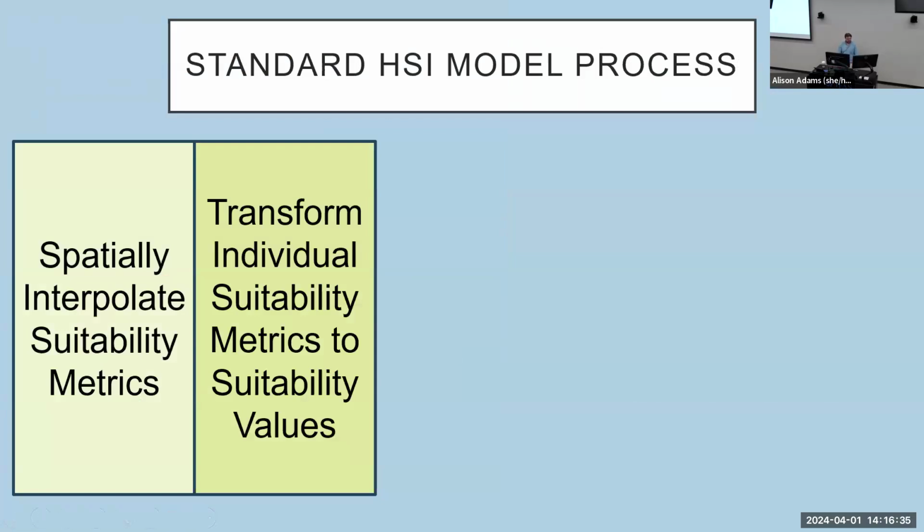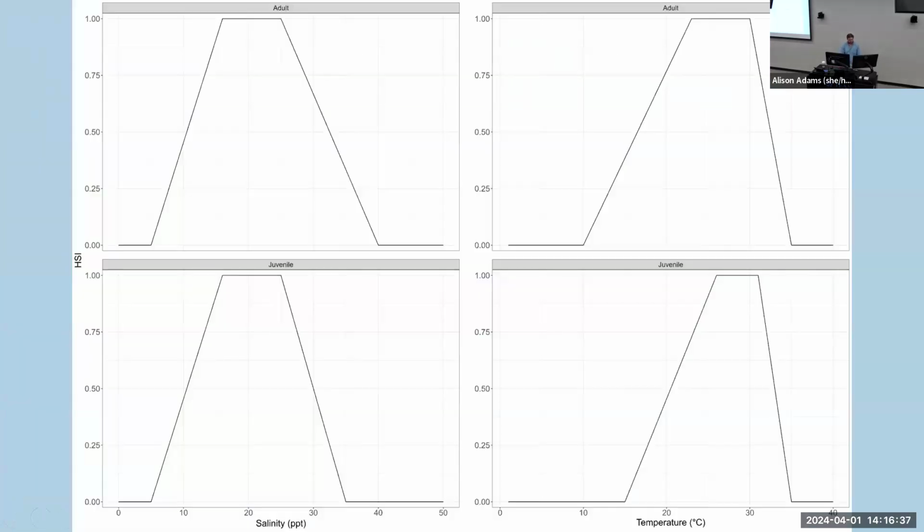You then need to transform these into suitability values. This is generally done with suitability functions. These are based off of physiological responses of your target species within a laboratory setting. So looking at growth, reproduction, mortality in a laboratory setting, and how across these different gradients, in my case, salinity and temperature, the adult and juvenile oysters respond.